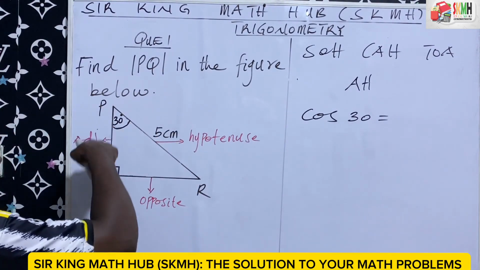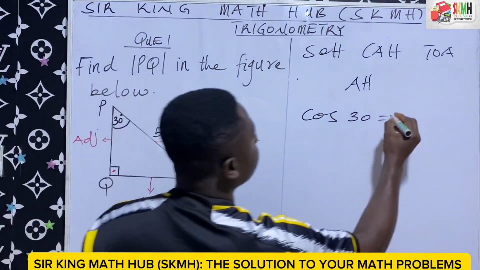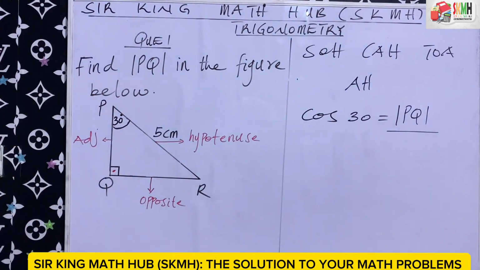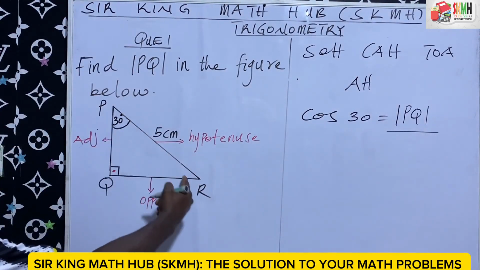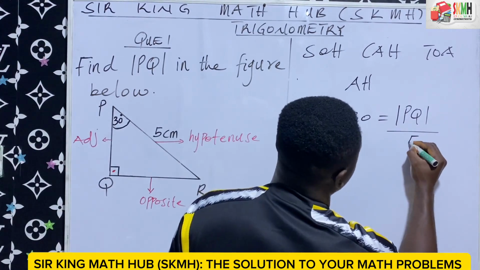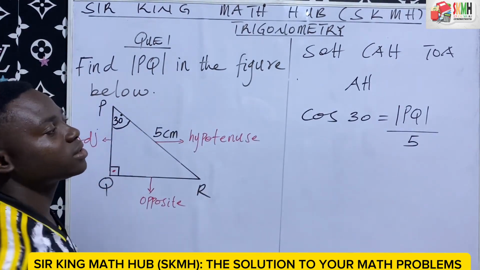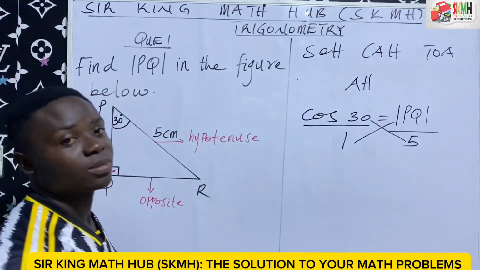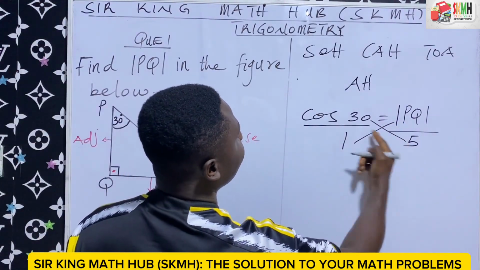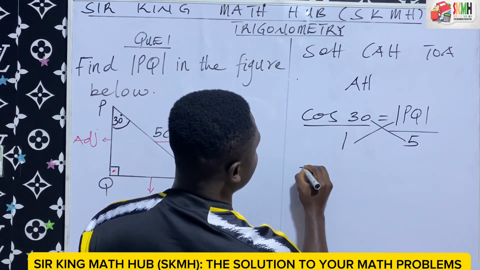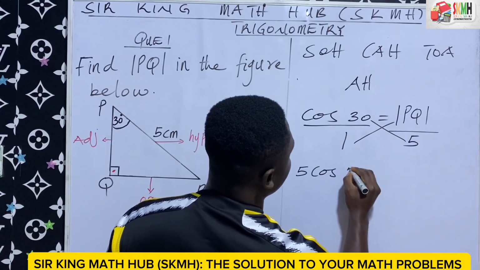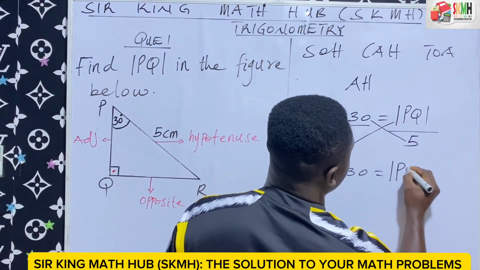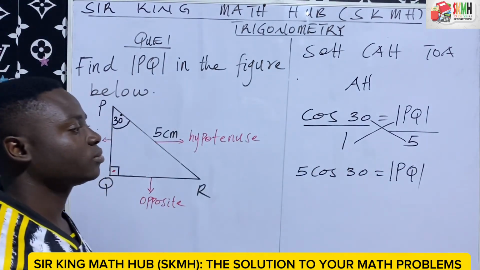What is the length of the adjacent here? Line PQ, is equal to the length of the hypotenuse. What is the length of the hypotenuse? The longest side. It measures 5 centimeters. So 5. Now cos 30 is the same as cos 30 over 1. So we can cross multiply. So we now have 5 times cos 30, that should give us 5 cos 30. And then 1 times PQ, that should give us PQ.